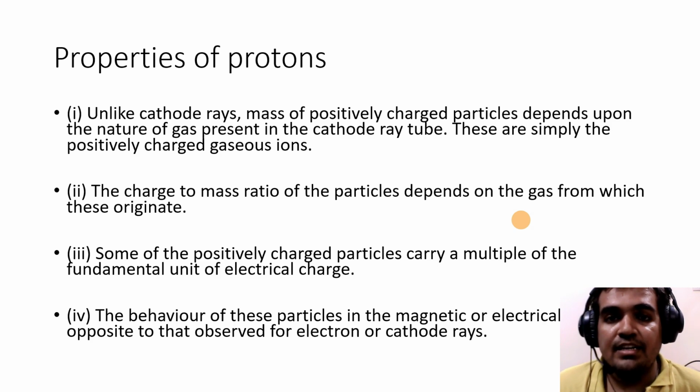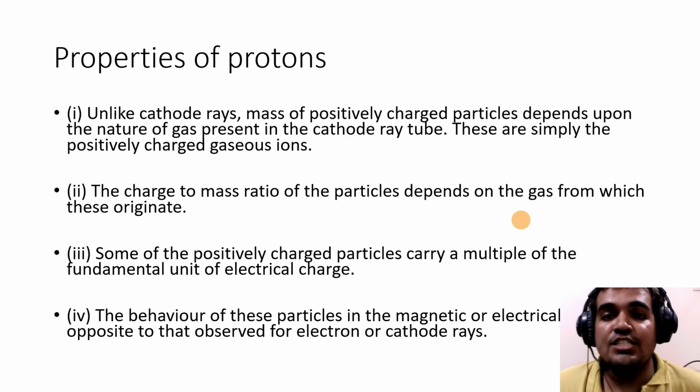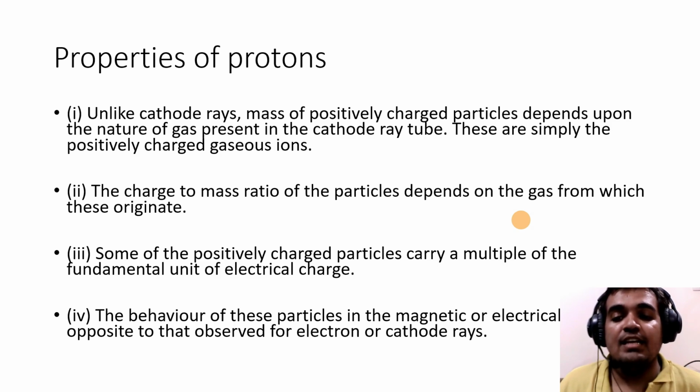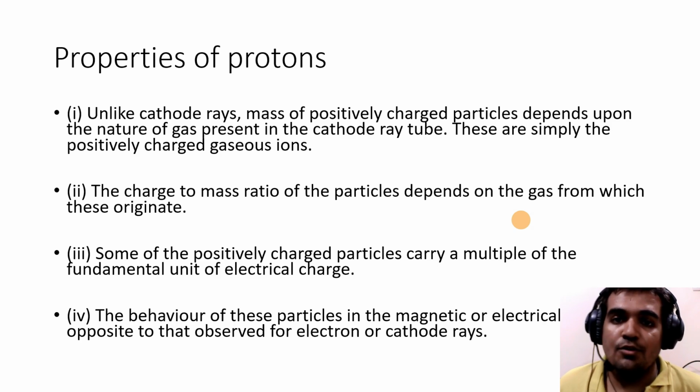As I already told you, whenever an electric current is applied to anode and cathode, an electric field is generated, and this electric field makes the gaseous atom ionize, that is, form cations. The atomic masses of gases are different. Therefore, the mass of positively charged particles also will be different according to the gases, and therefore the charge to mass ratio of the particle depends on the gas from which it originates.